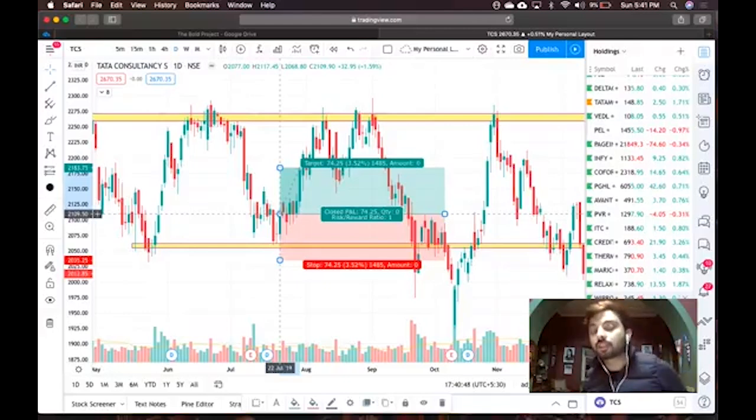Understand something. What is a stop loss? A lot of people have heard about it, but they don't know how to trade the stop loss. What is a stop loss exactly? So stop loss basically is an area on the chart. If it gets triggered, it means your trade idea has gone wrong. It has got invalidated.